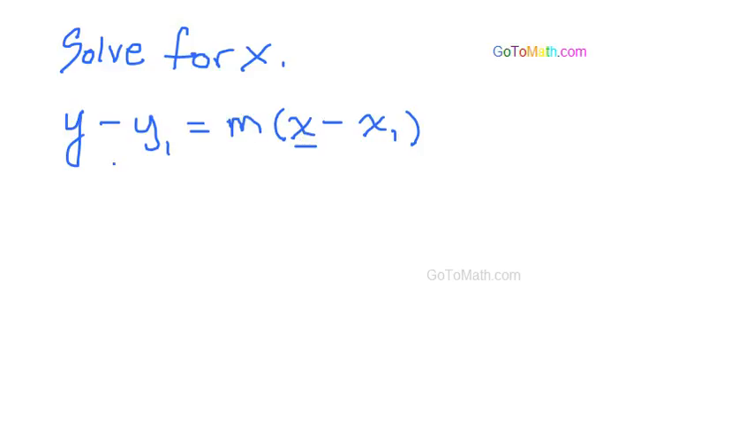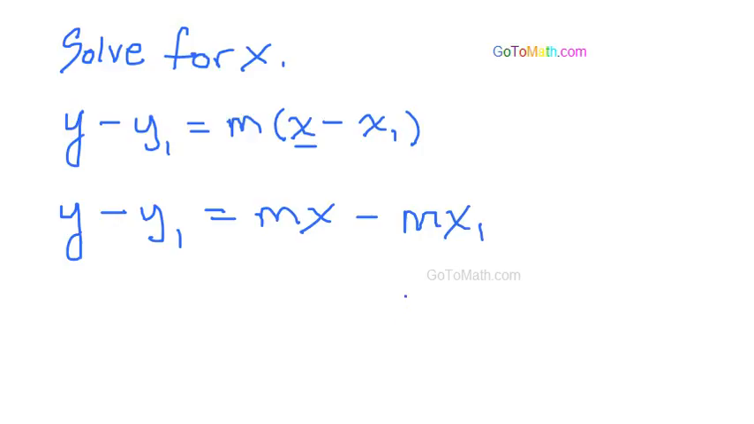And it looks like the best way to do that is we're going to have to distribute this m across. So we have y minus y sub 1 is equal to mx. Actually, we could multiply that m. You know, there's two different ways of doing this, whatever. We're just going to do it this way, okay? Alright, distribute this m across like that.